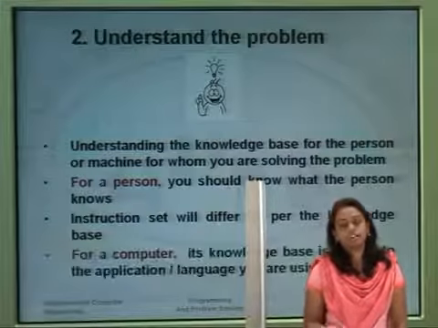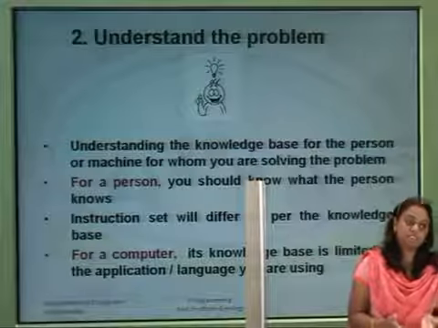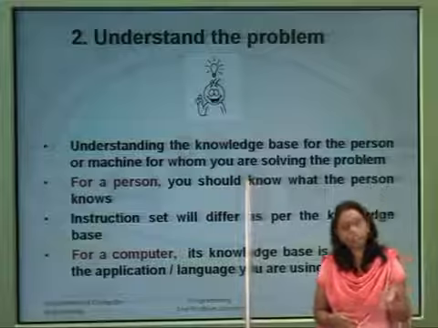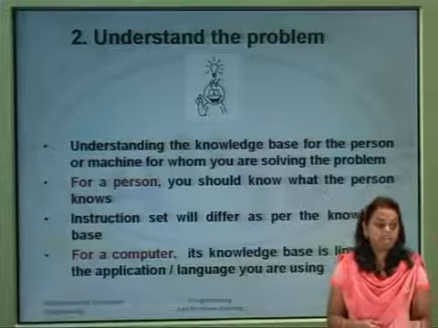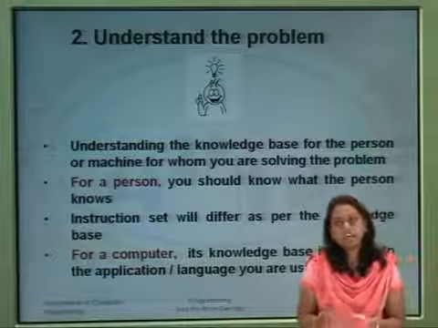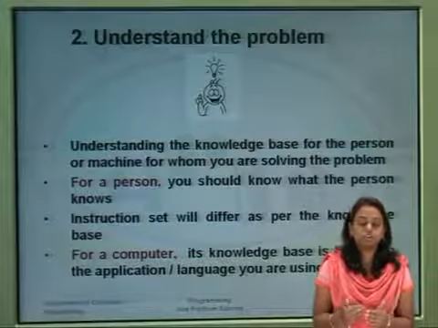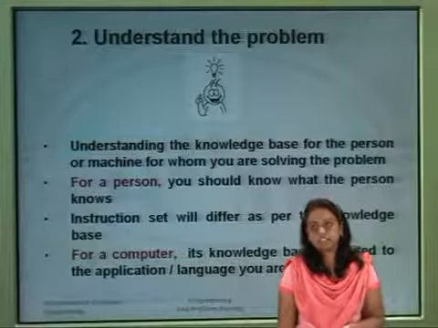And for a computer, the knowledge base is something different. The computer basically just understands zeros and ones. It has a very small set of instructions like add, multiply, delete, and some logical instructions. On top of it, various languages are designed, and while dealing with the computer, you need to communicate in the same way as the computer understands.